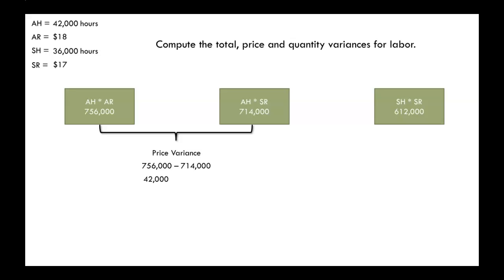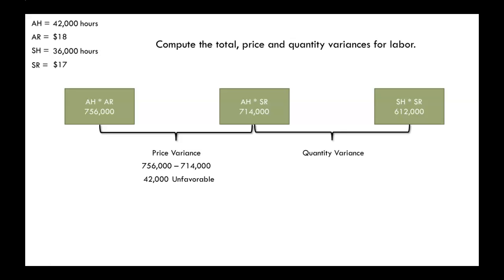And then we need to think about if this is favorable or unfavorable. In this case, we actually spent $18 per hour. Our standard, our expected amount, was only 17. We spent more per hour than what we thought we were going to have to, so this is unfavorable.